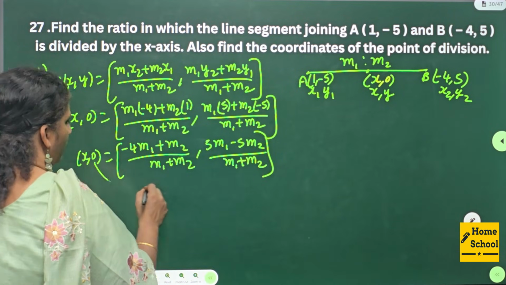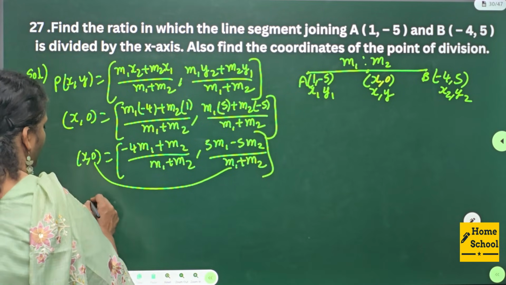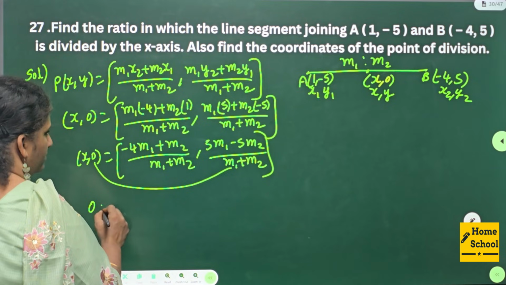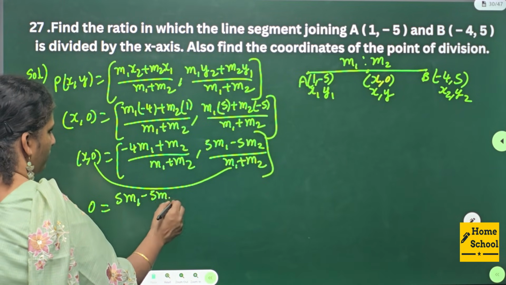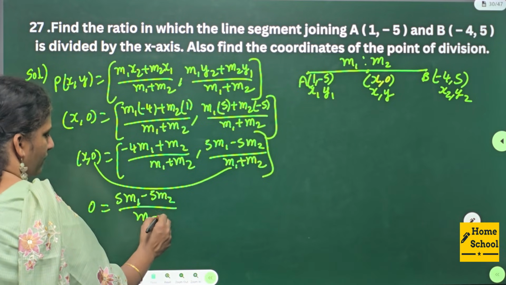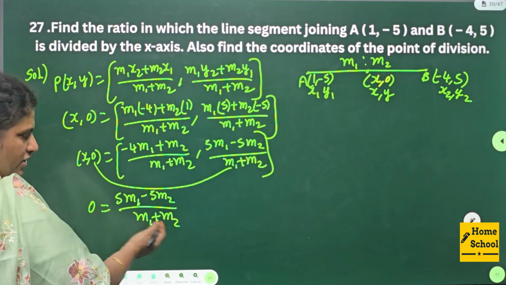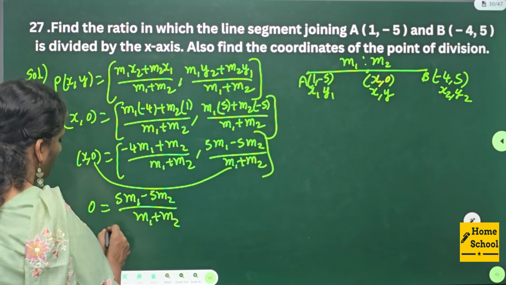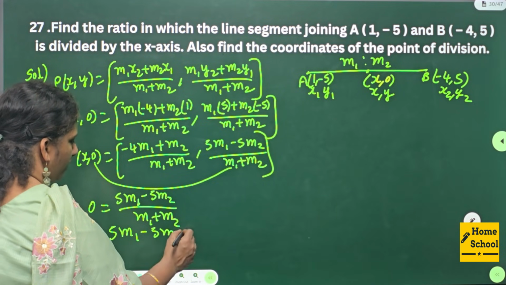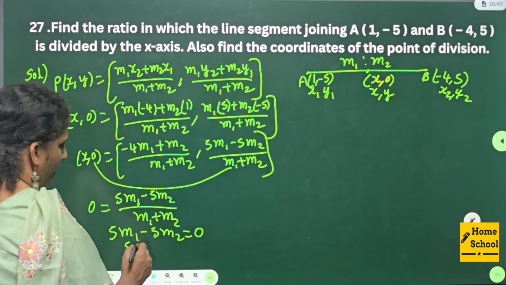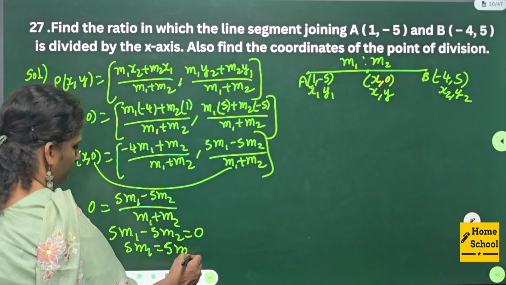Now equate this with 0 and try to get the m1, m2 values. If I equate 0 equal to (5m1 minus 5m2) by (m1 plus m2), this m1 plus m2 we send to this side, and 0 into anything will be 0. So what are you left with? 5m1 minus 5m2 equal to 0.